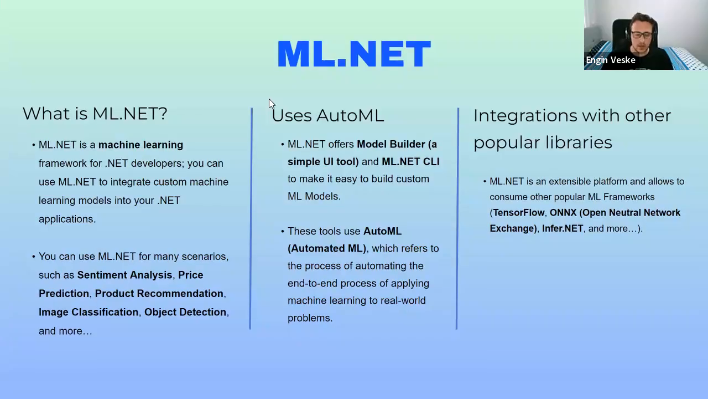When I go back to my slide, as you can see, the ML.NET framework actually uses a system called AutoML, which stands for automated machine learning. Normally, when you want to create a machine learning model, you need to have data, you will load the data, and then you will choose a correct algorithm for your scenario.